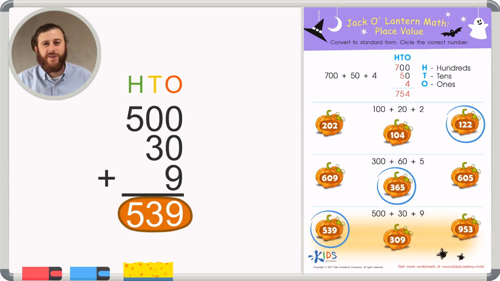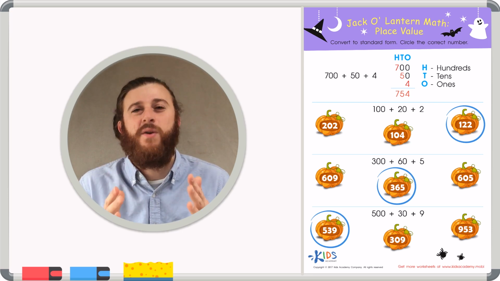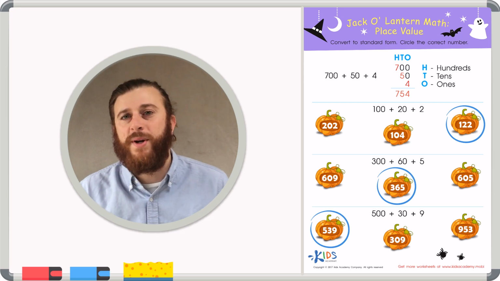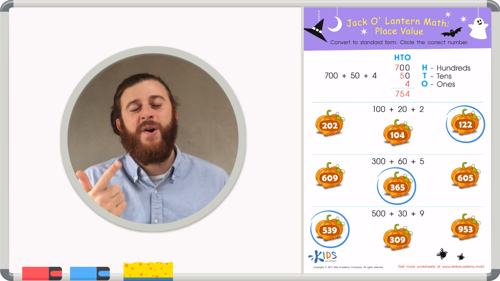So remember, boys and girls, when you're trying to turn numbers from expanded form back into standard form, the two most important things you can do are make yourself a place value chart and make sure your numbers are lined up nice and neatly.